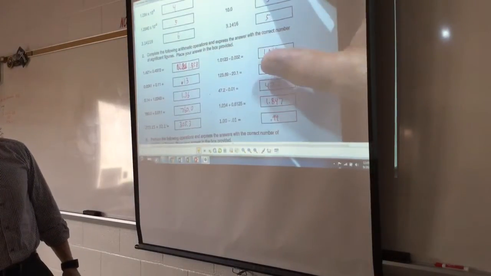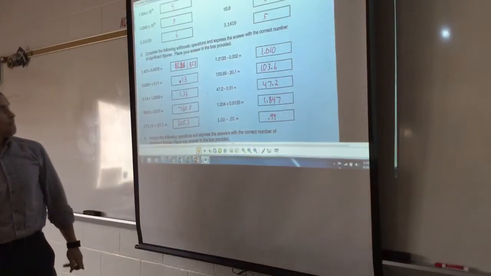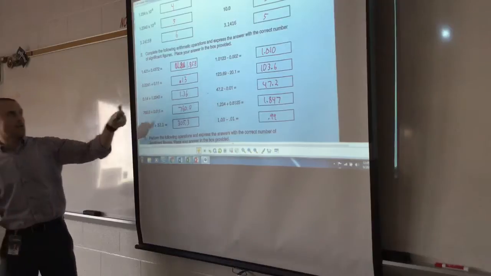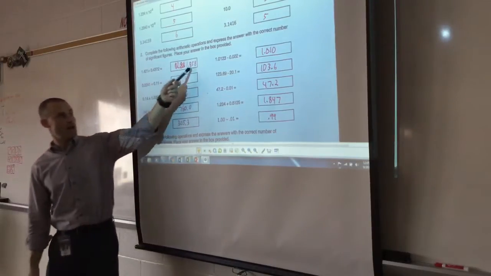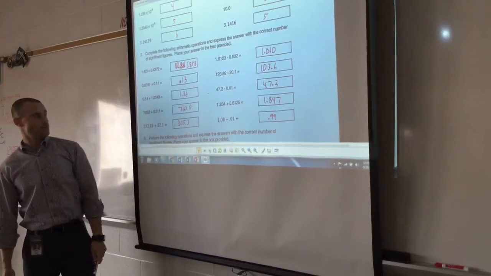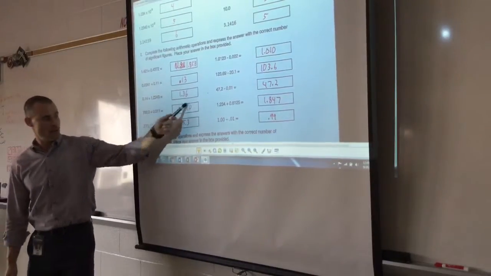Hopefully you can see those. So when you add or subtract, you round to the lowest number of decimal places. This has 3, so that has 3. This has 2, that has 2. That has 2, that has 2. This has 1 decimal place, 1 decimal place.